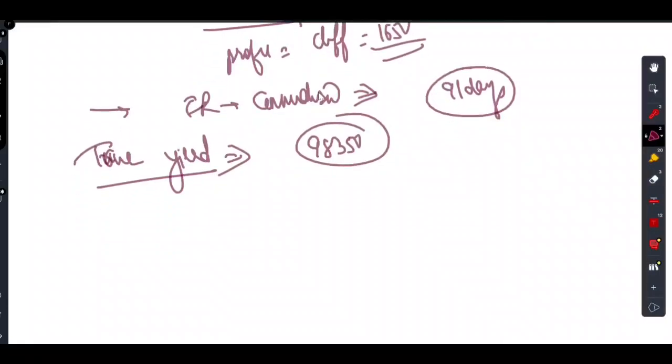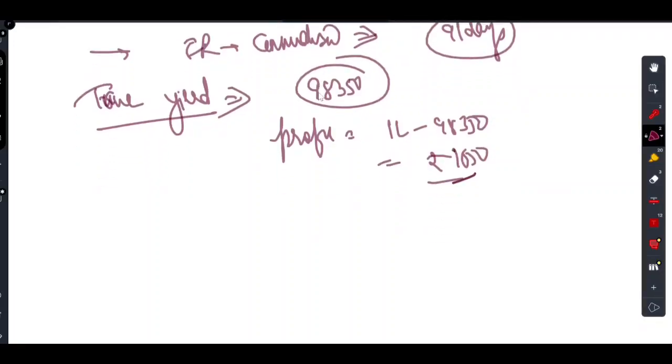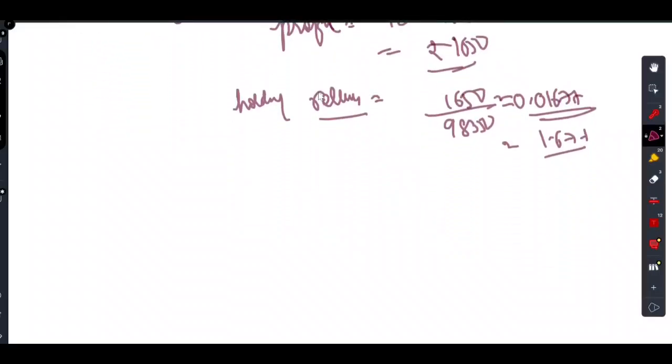So first of all, you find the profit. The profit is very simple: 1 lakh minus 98350, which is 1650. Now you find the holding return. You divide your profit by the money you actually invested. So 1650 upon 98350 gives you 0.01677, or 1.67%. That's called the holding return.